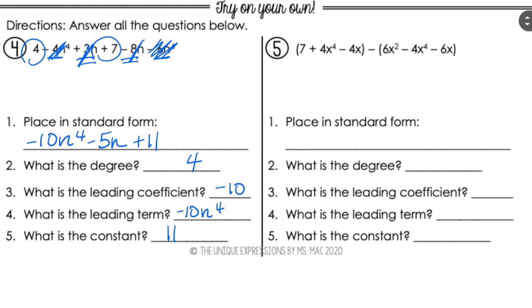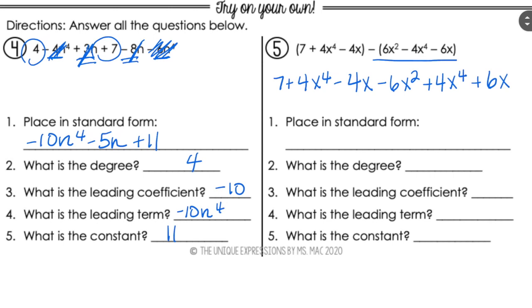Question 5. I'm going to go ahead and write the terms in the first parentheses, because nothing really is getting affected there because there's nothing to distribute. And now with my second set of parentheses, I'm going to multiply everything on the inside of the second set of parentheses by -1. So -1 times 6x to the second power is -6x squared. -1 times -4x to the fourth power is +4x to the fourth. And -1 times -6x is +6x.